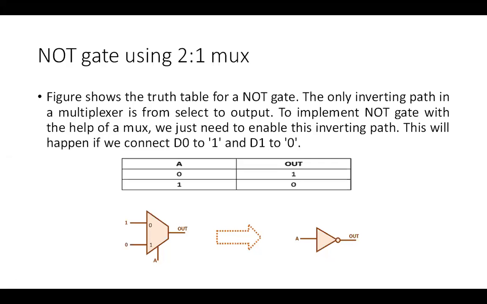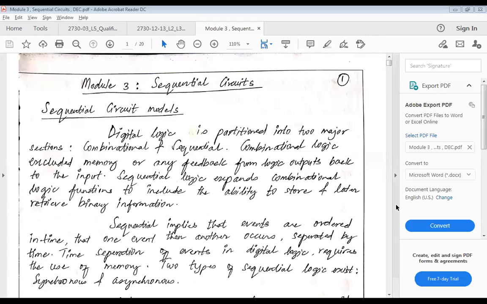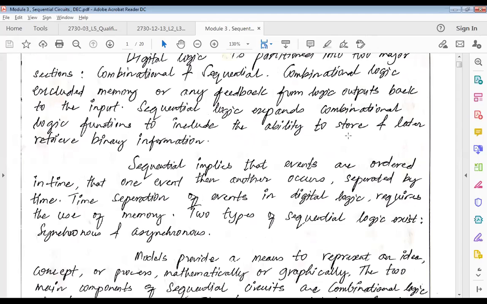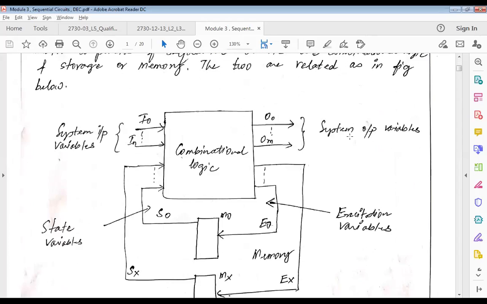So we have actually completed module 2, and we will be moving on to module 3, which is called sequential circuits. I will just give you an introduction to sequential circuits, after which we will be seeing that in the upcoming class. So the name of module 3 is sequential circuits, and the first topic is going to be the sequential circuit model. We will just see the definition of sequential circuits.